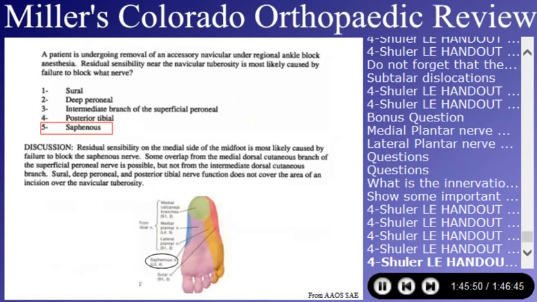Removal of accessory navicular, you do an ankle block, and you have sensation still. What is that caused by? What's the longest branch of the femoral nerve? Saphenous. And this shows it right here, medial side of foot. That's why if your anesthesiologist is going to do an ankle block for you and you're going to do some medial-sided procedure like removal of hardware, make sure they get the saphenous nerve block.